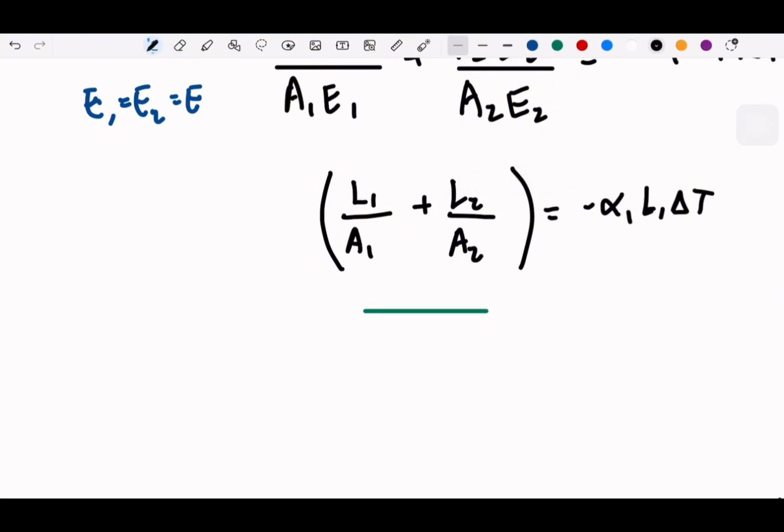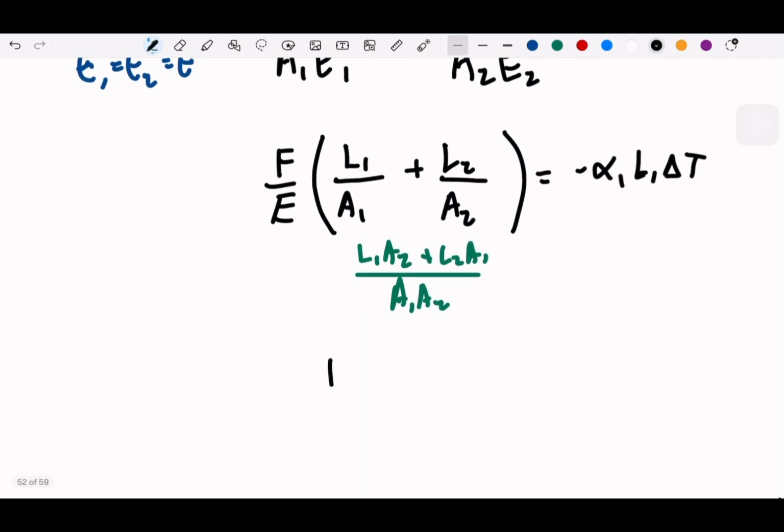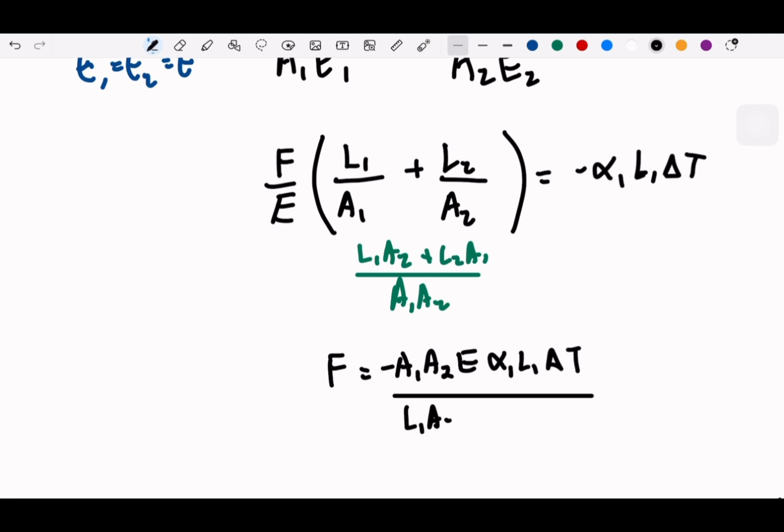Let me write clearly F over E. So here will be A1, A2. This is L1, A2 plus L2, A1. Okay, so we can solve and take it as F. So this will be E. And this will be negative A1, A2, E, and then multiply with the alpha and delta T, and then over, cross multiply with this. Okay, right?